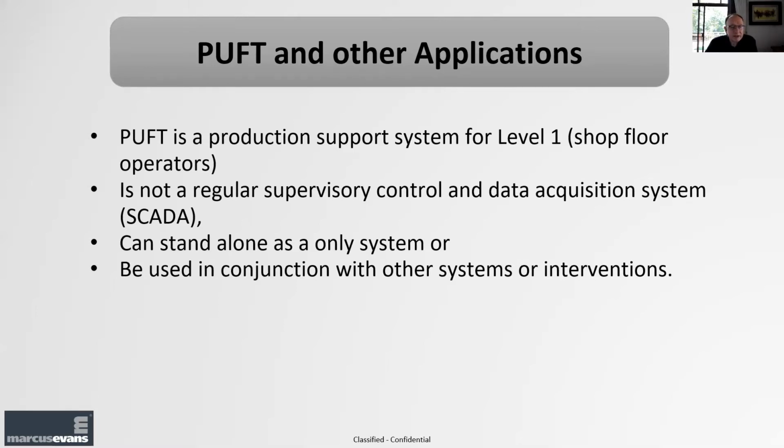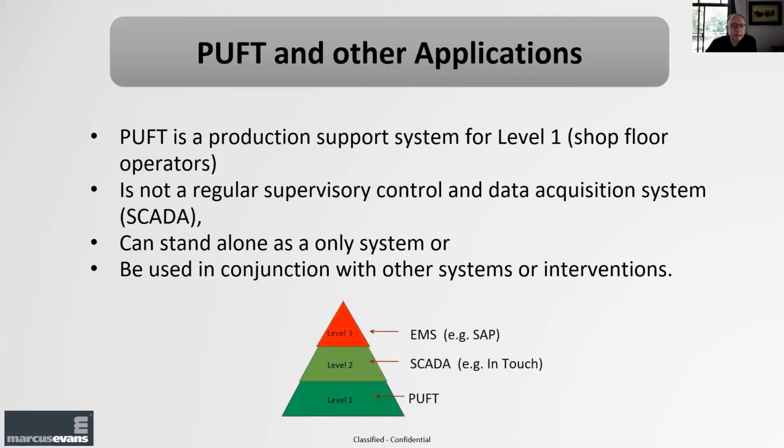It can operate as a standalone system, meaning if you have nothing, you can implement the system. It's very basic, and I'll explain a little bit later in the presentation what hardware requirements are necessary for the application. And then finally, if you look at the pyramid of the levels in the organization, typically PUF would be for level 1. This is the operator working on the shop floor. SCADA would typically be for supervisory staff that works day shift only, and then the enterprise management system, such as SAP, is a system that is used by more senior staff in the organization.